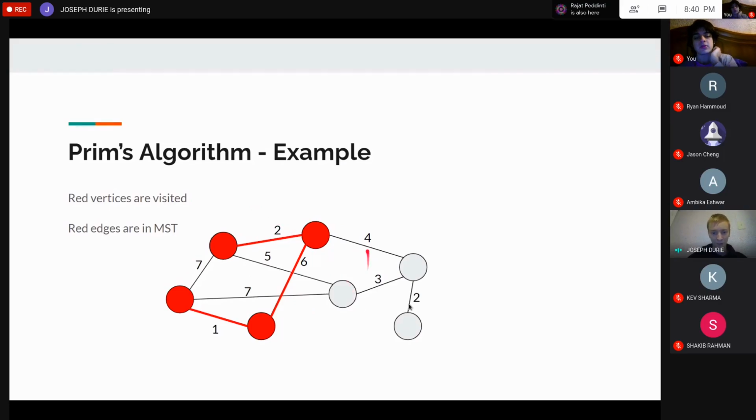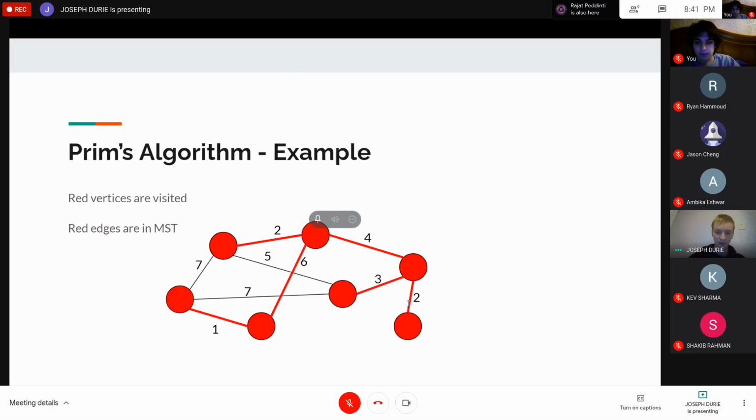And now we have 4, 5, 7. So we add the 1 adjacent to the 4. Then 2, 3, 5, 7. So we add the 1 adjacent to the 2. And then finally 3, 5, 7. And the minimal one there is 3. And so now we're done. You'll notice that this is the same minimum spanning tree we had before.